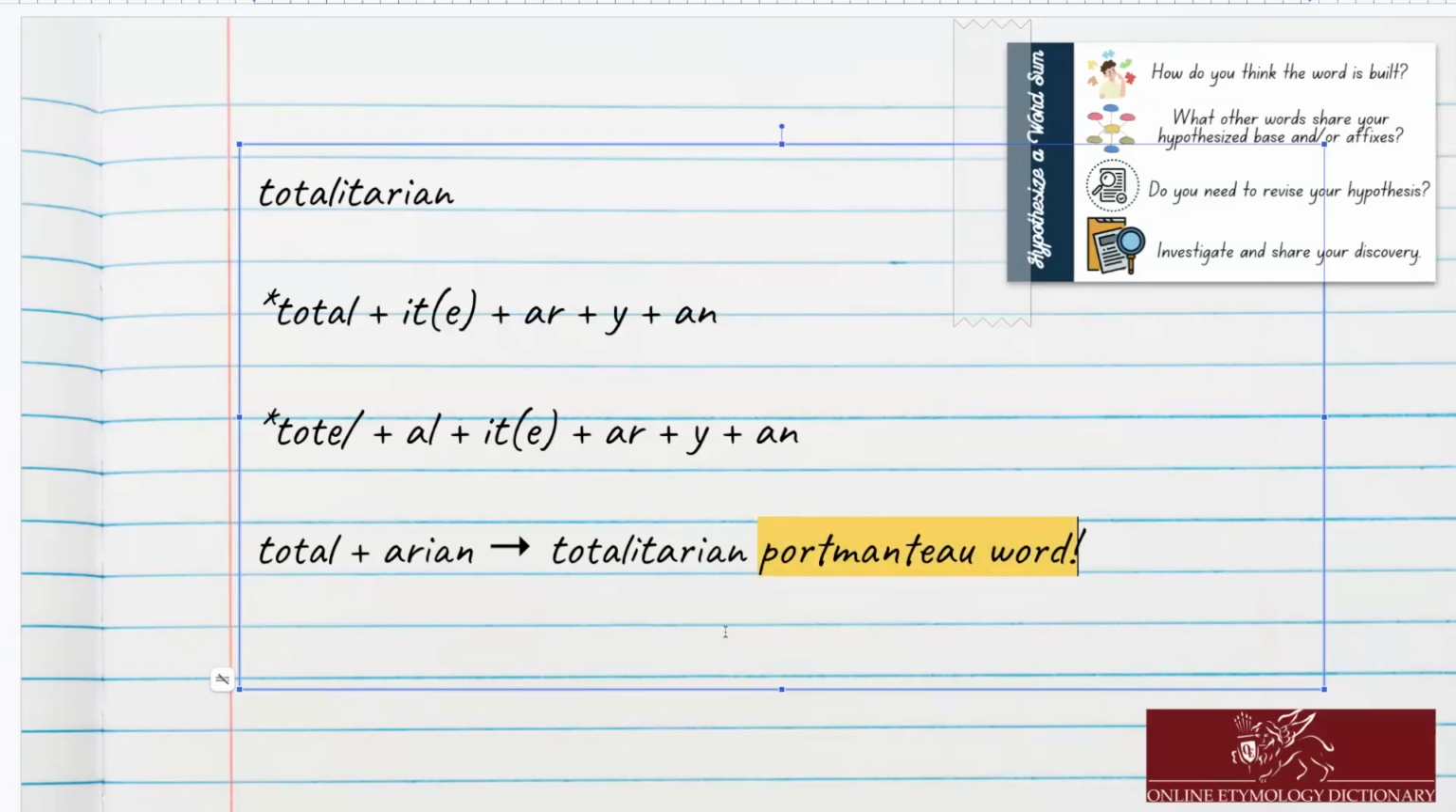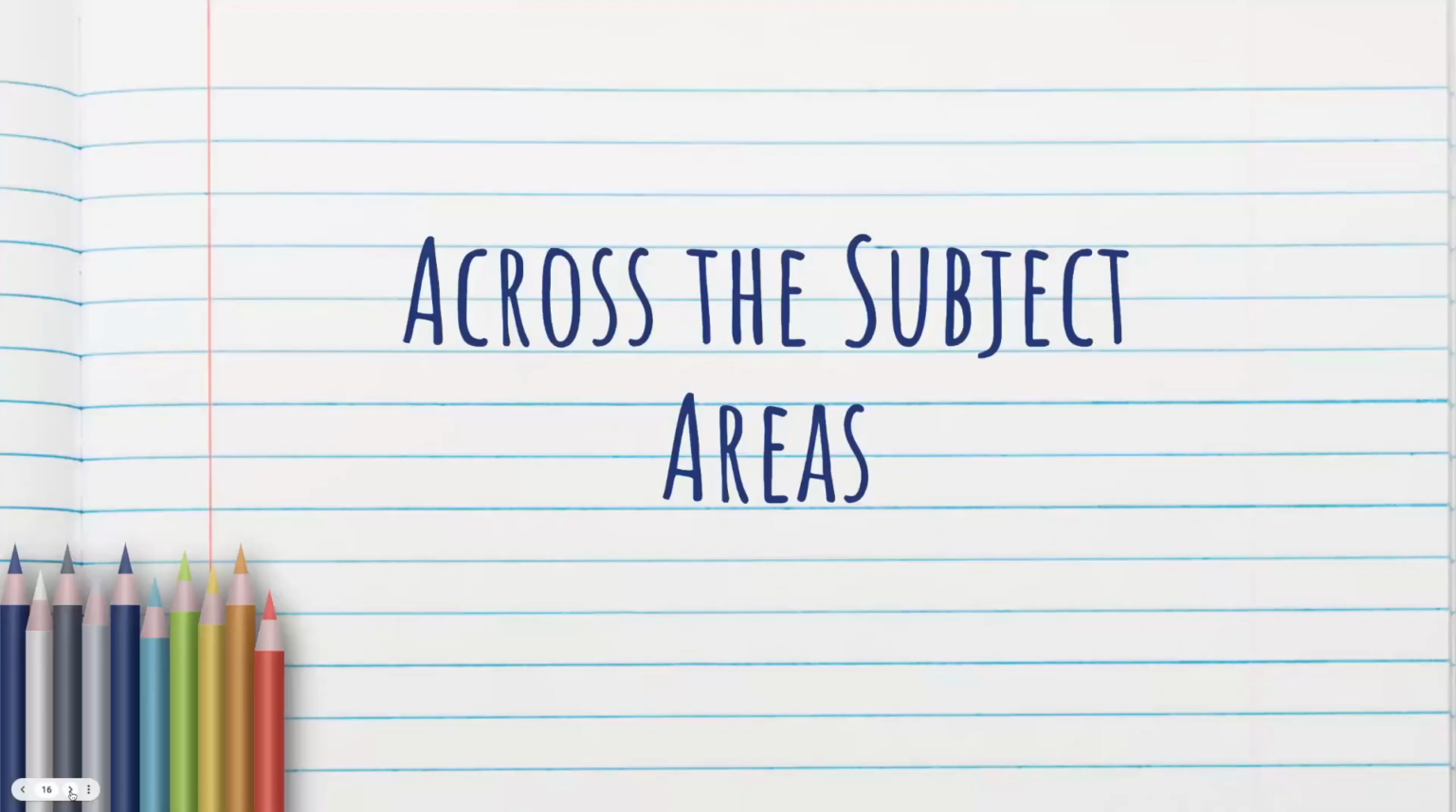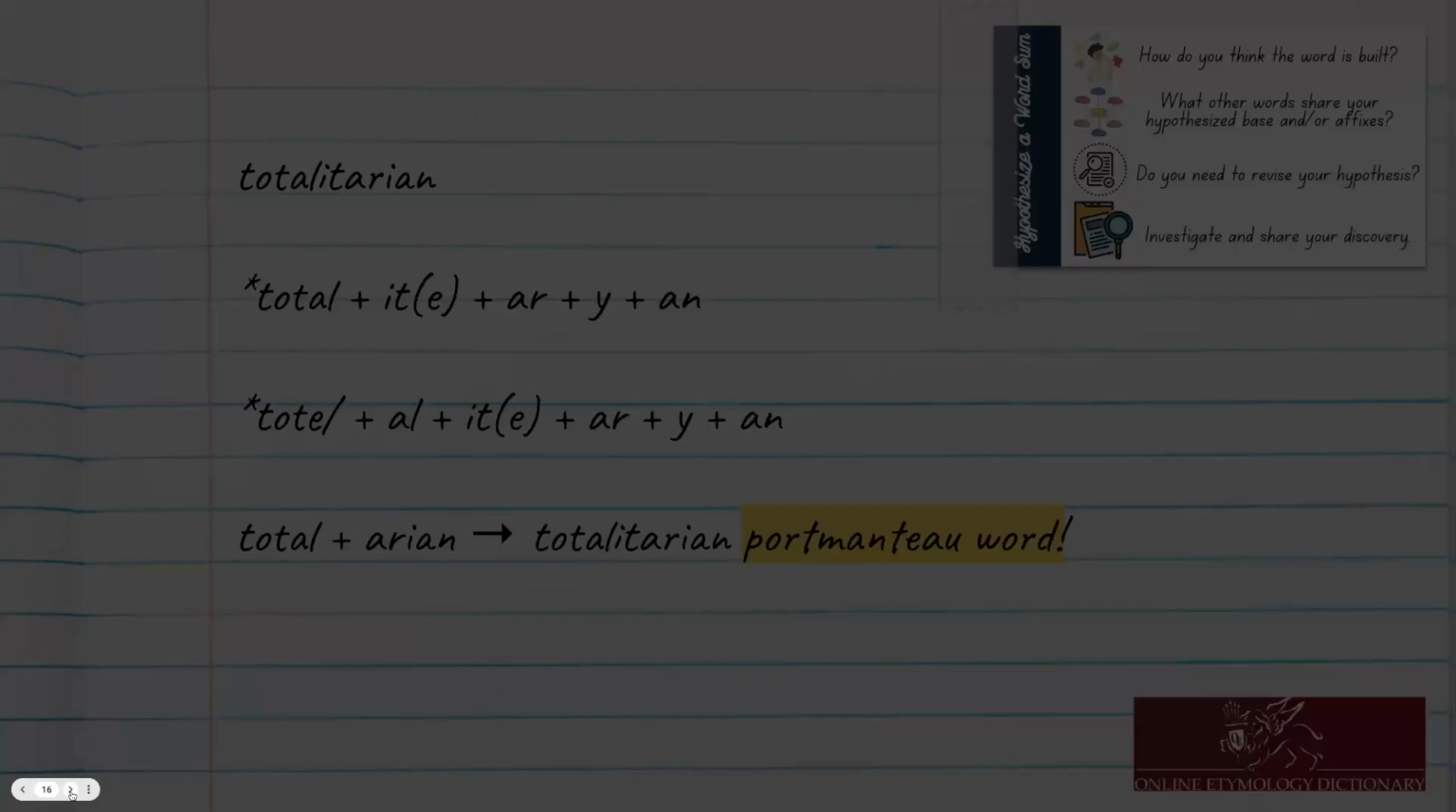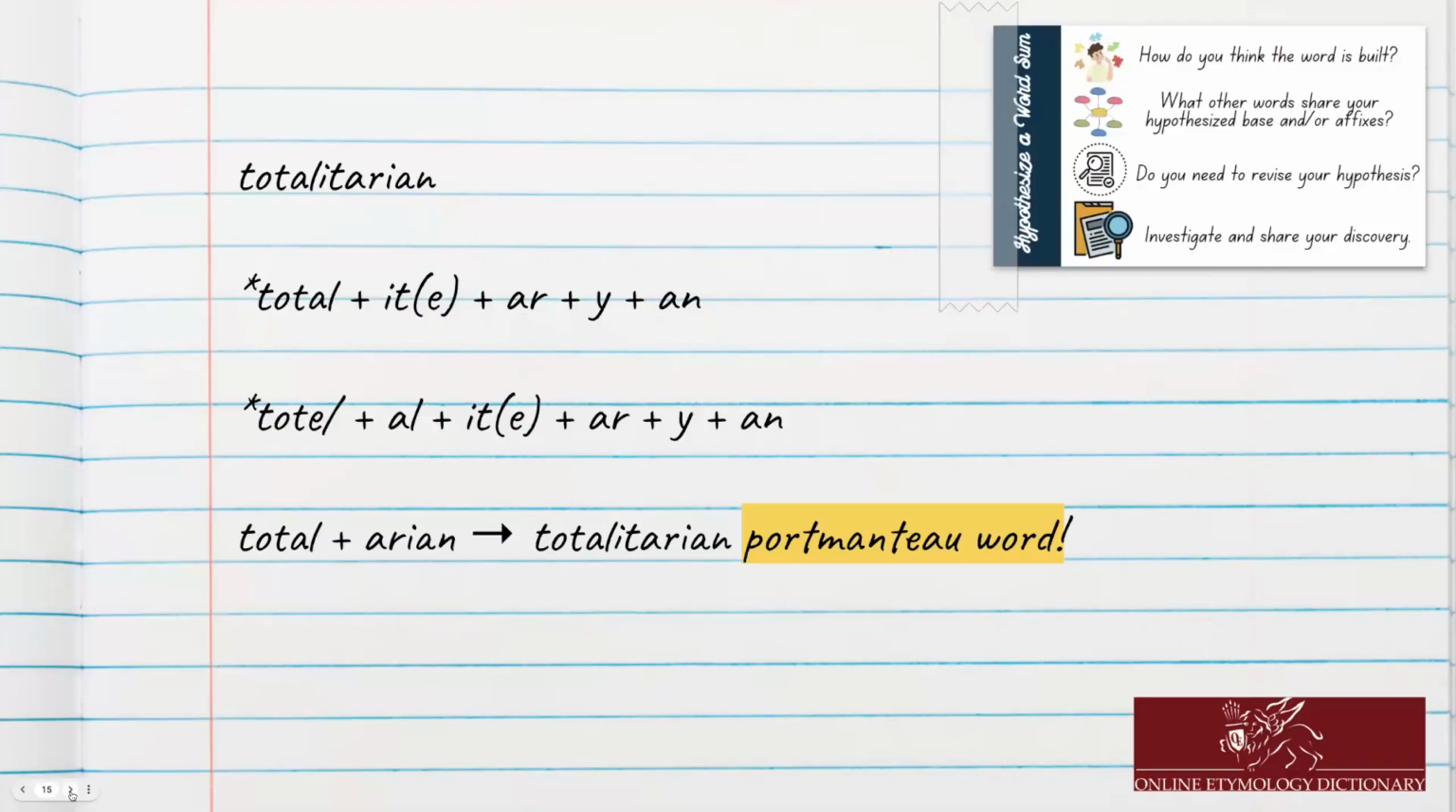And we have talked about portmanteau words before. And so Charlie, when you look at that, sorry, when you go back, the ITE part's missing, like when you go to totalitarian, right?